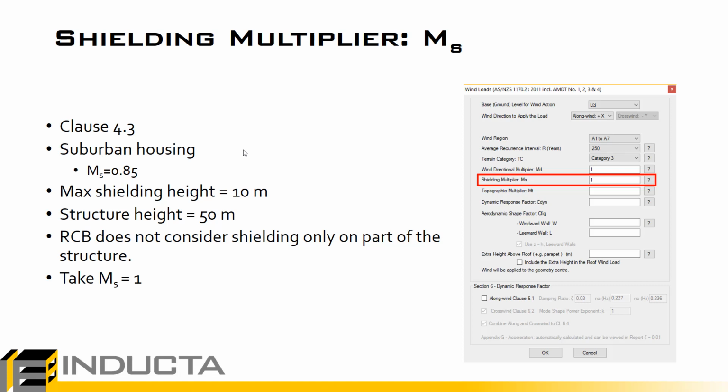So basically, we're just going to be conservative and assume that these smaller buildings will not apply shielding to our structure. So RCB does not consider shielding only on, for example, the lower 10 meters of our building, so we'll just assume that none of it is shielded and take MS equal to 1, which we put in.